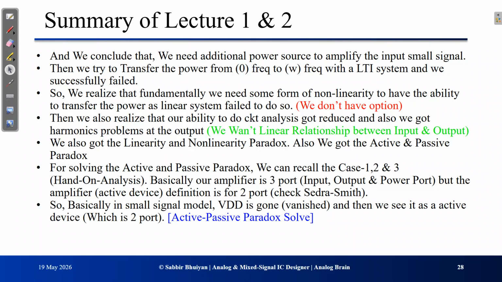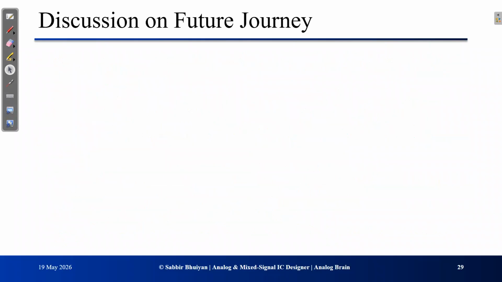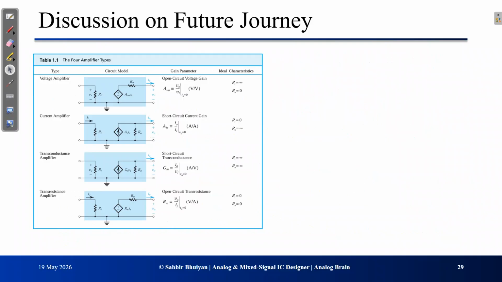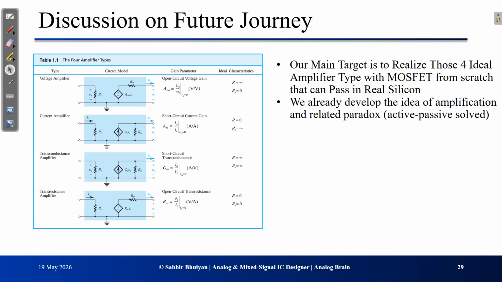Now, finally, our target is to develop a circuit such that it satisfies the target small signal model. Now, discussion on the future journey. Here are the four amplifier type models. The main target of this course is to realize those four ideal amplifier types with MOSFET from scratch, that can pass in real silicon, not just in an exam.